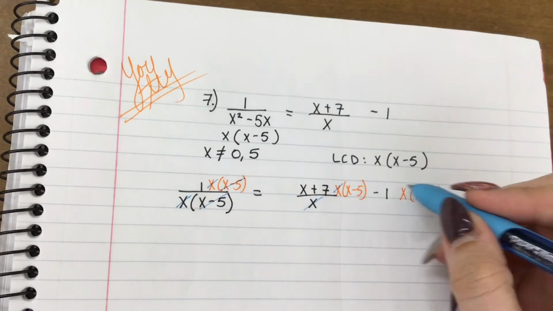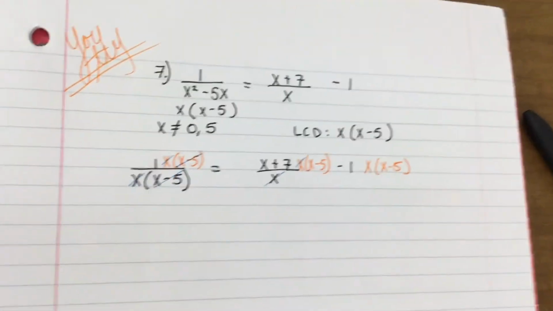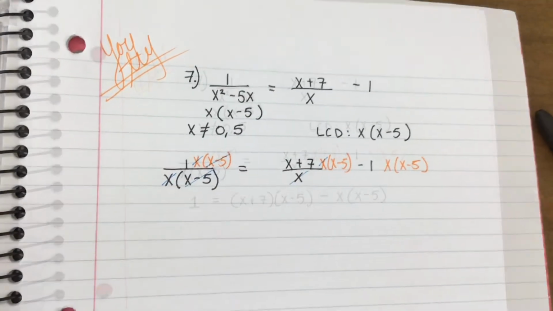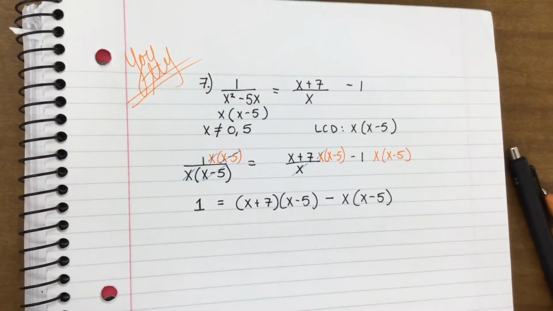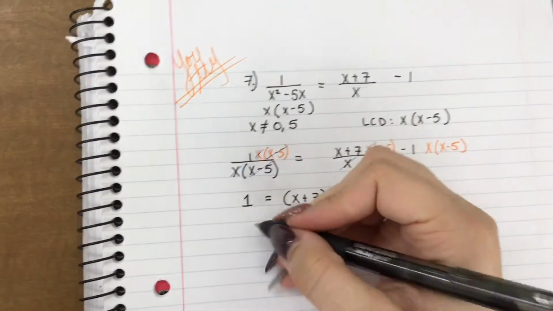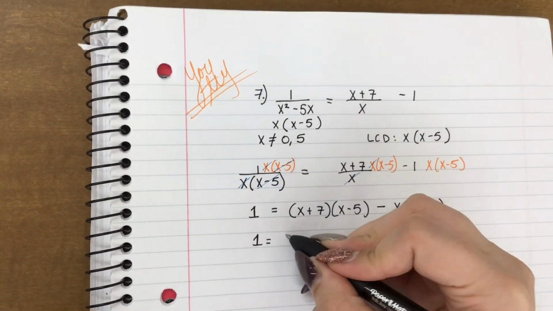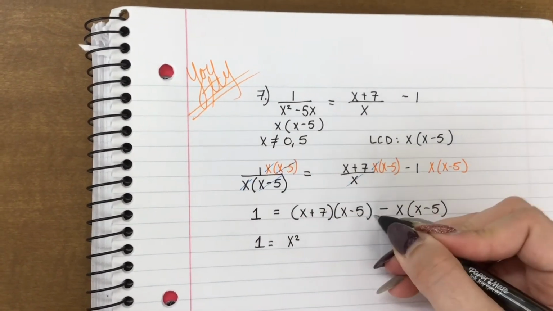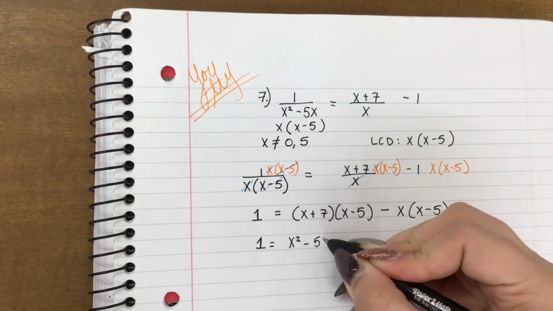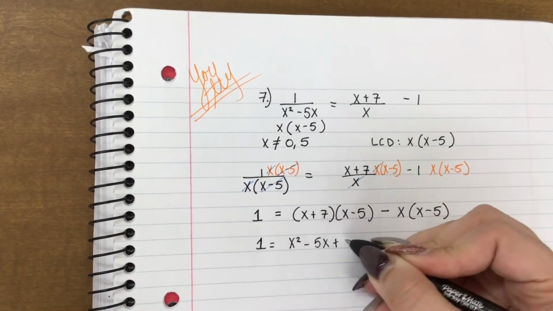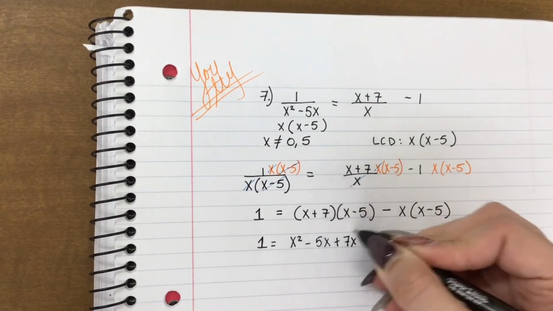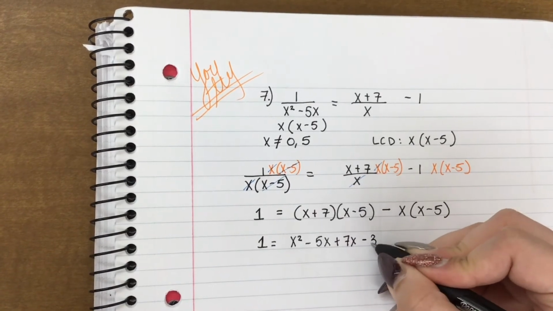Once you cancel out all those like quantities, nothing cancels out in that last term because you don't have a denominator. You have a denominator of 1. So you're left with this. You're going to have to FOIL that x plus 7 times x minus 5. So x times x is x squared, x times negative 5 is negative 5x, 7 times x is 7x, and 7 times negative 5 is negative 35.